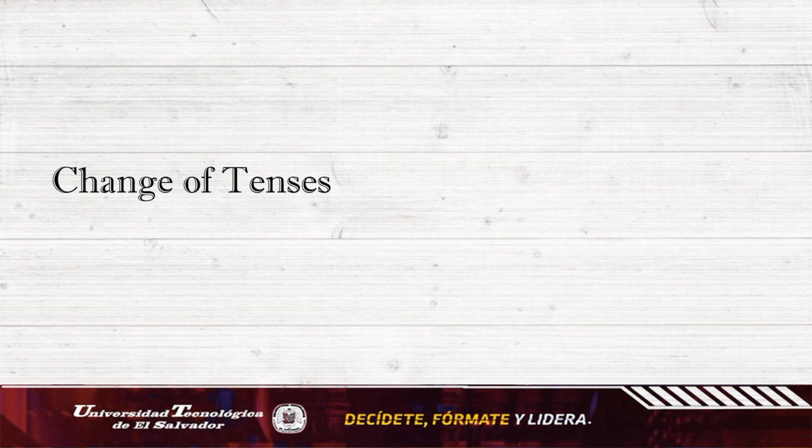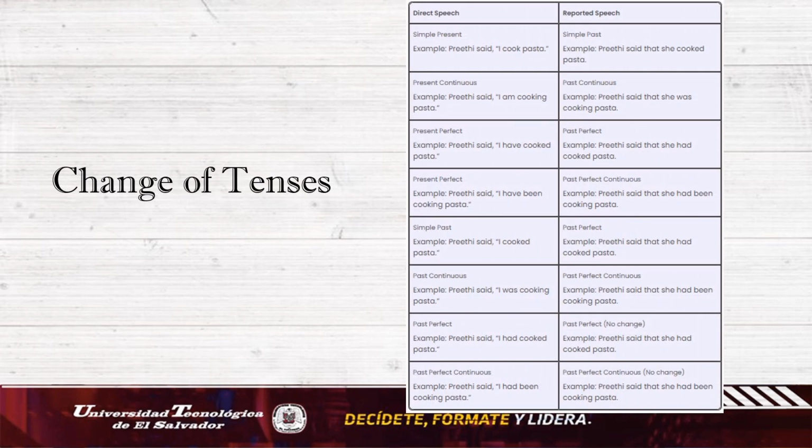Well, tenses also change. Let's see the chart. In direct speech, if the sentence tense is simple present, in reported speech it must be simple past. If in direct speech the tense is present continuous, in reported speech it must be past continuous. If in direct speech the tense is present perfect, reported speech must be past perfect or also past perfect continuous.